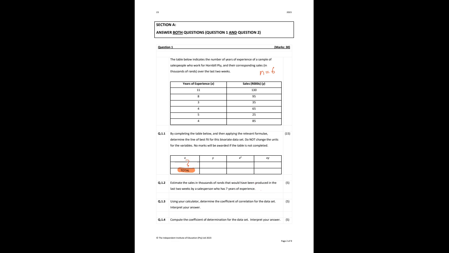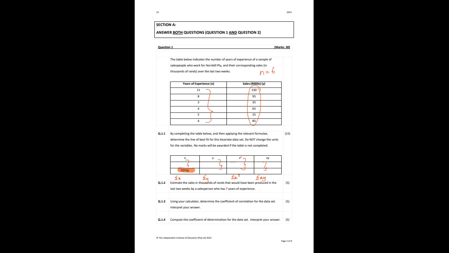It's called the sum of x. Then you'll sum up all the y values, which are all these ones here. It will be the sum of y. Then all the x squared values that are listed out here will be the sum of x squared. All the xy values here will be the sum of xy. So you're simply going to put in the total for each column.